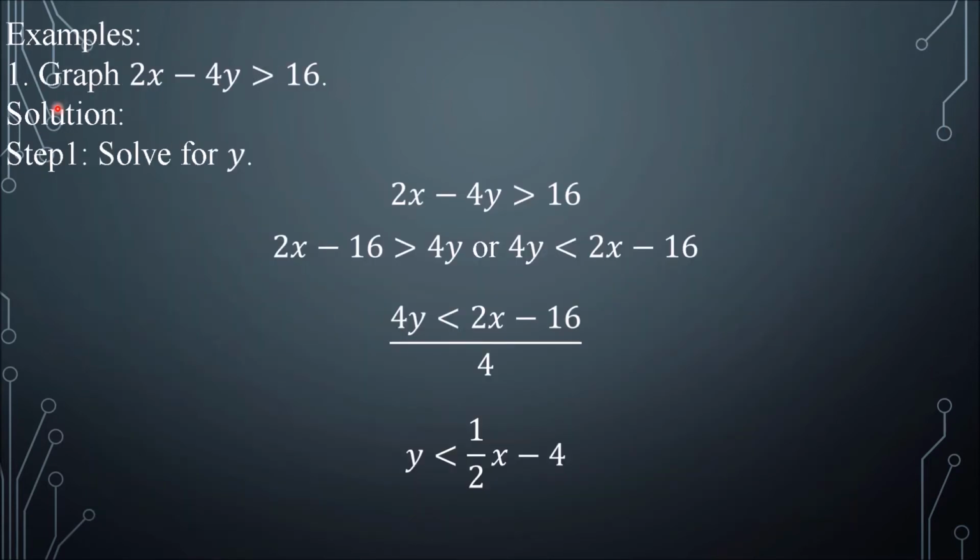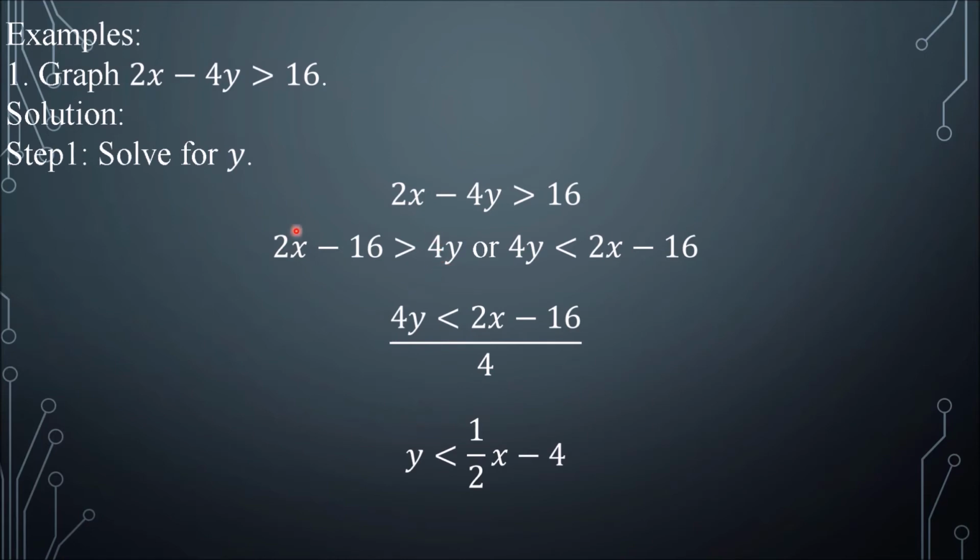Let's have examples. Number 1, graph 2x - 4y > 16. So first, for easy graphing, we need to convert or change 2x - 4y > 16 to slope-intercept form. So we're going to do that. We need to isolate 4y. So 4y will be transferred to the other side. It will become positive. And then 16, because we need to isolate 4y here, we also need to transfer 16 to the other side. This is the result.